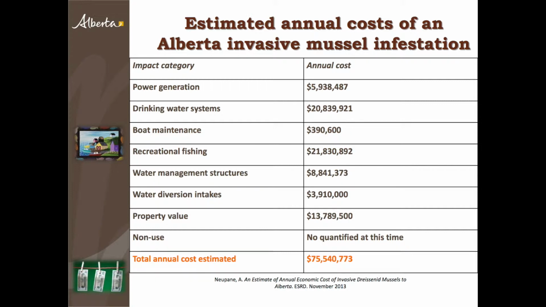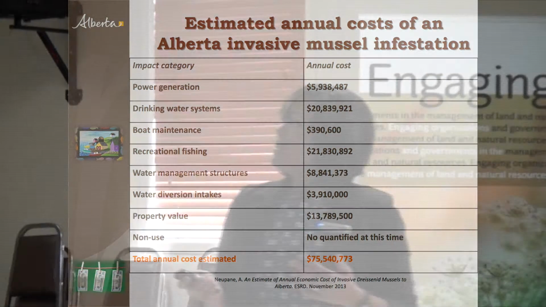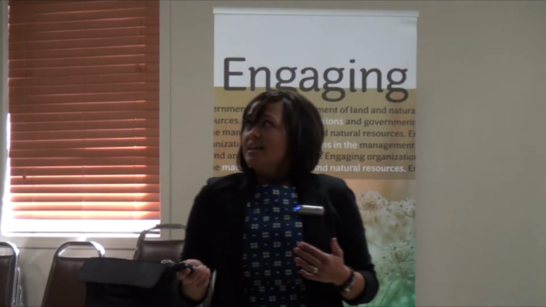Okay, so this is everything from power generation, drinking water systems, boat maintenance, recreational fishing, property value. So it all adds up to be quite a very significant loss, which is why, again, prevention is key. Environmental impact. So as I said, they filter out enormous amounts of plankton. They stand to impact the entire food web. We would start to see smaller and fewer fish, of course, because those fish rely on the plankton in the water that the mussels eat in large quantities.